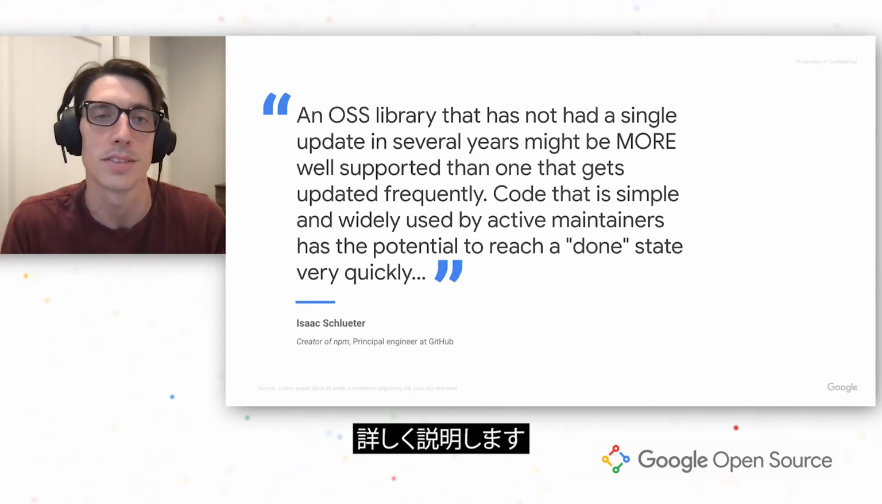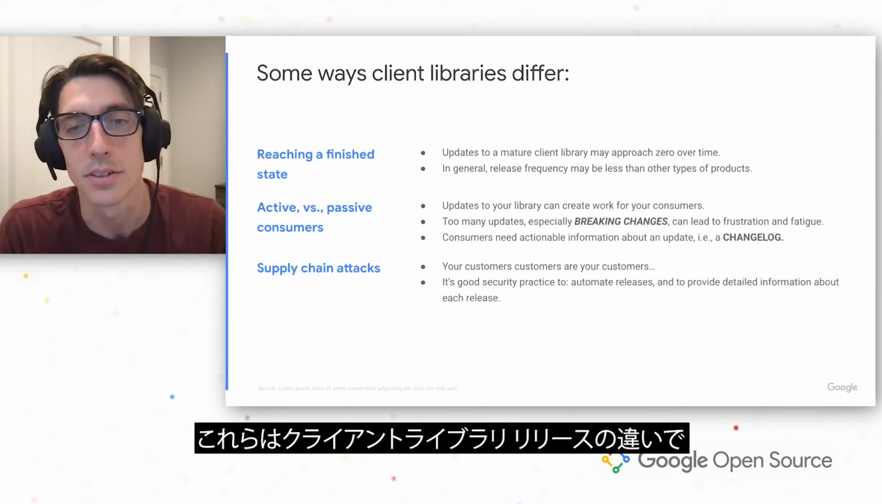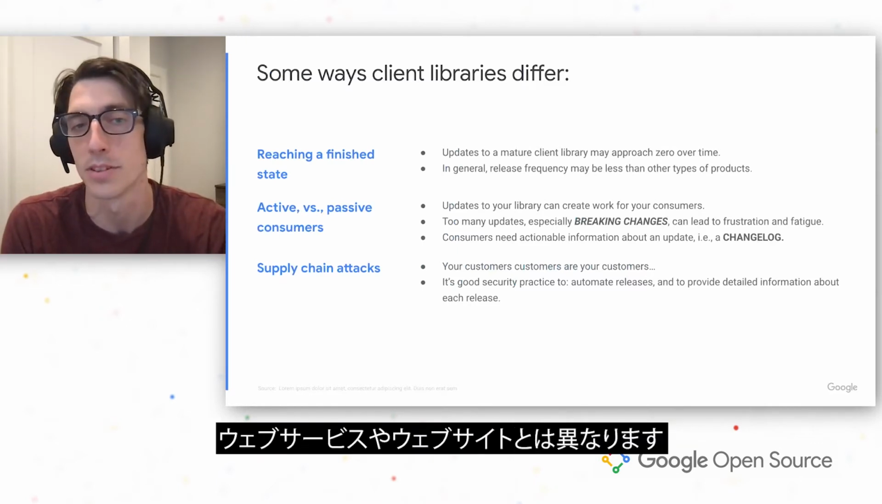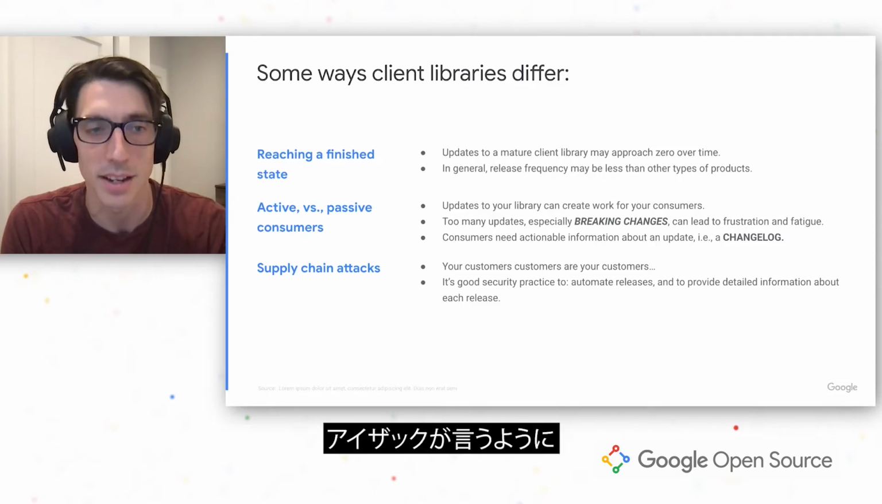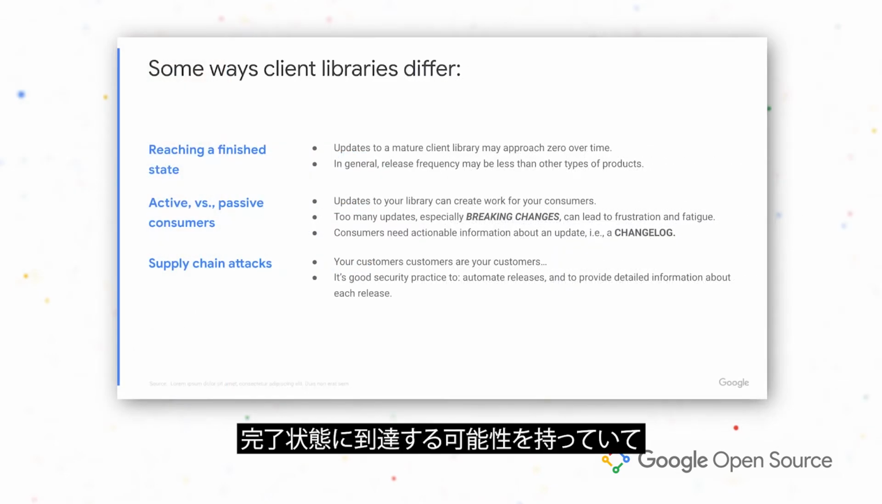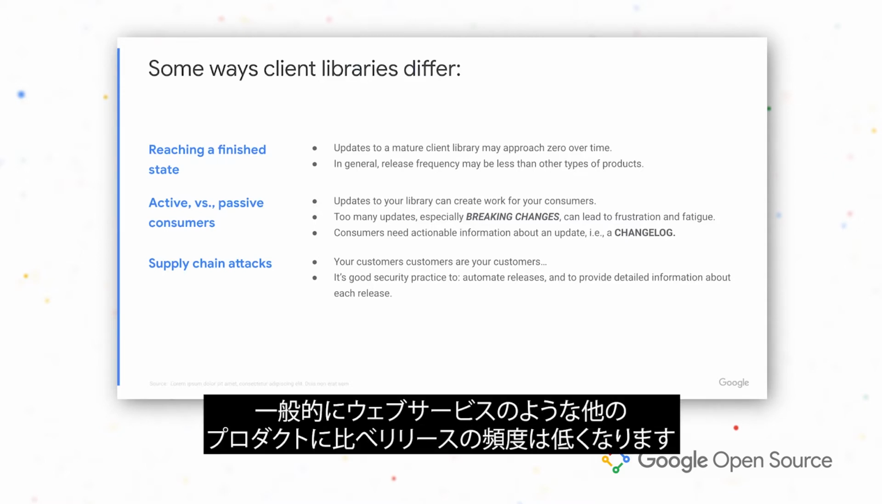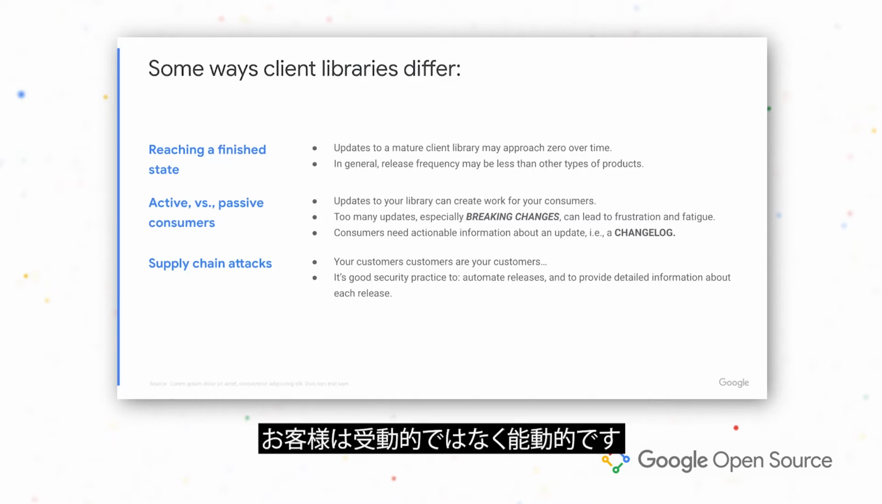Let me go into some more details about this. Here are some ways that I think client library releases differ from, say, a web service or a website. As Isaac points out, they do have this potential for reaching a finished state. Updates to a mature library may approach zero over time. In general, though, release frequency may be less than other types of products like a web service. Your customers are much more active versus passive.